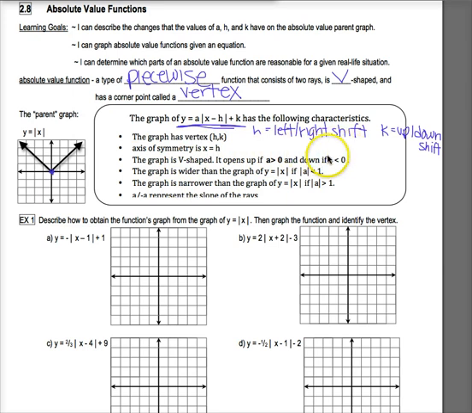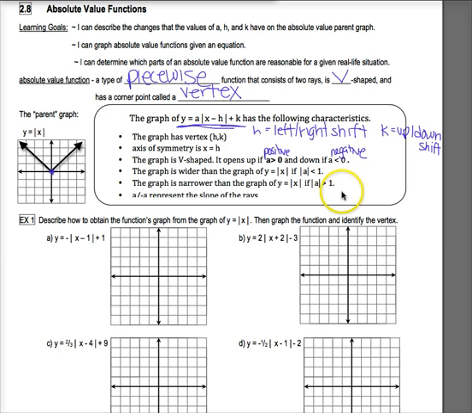Now, we know that it's always going to be V-shaped. However, sometimes the V goes up and sometimes the V goes down. The way that you know is by the sign on A, the number in front of the absolute value. If A is greater than 0, meaning that A is positive, it's going to open up. It's going to open down if A is less than 0, meaning if A is negative.